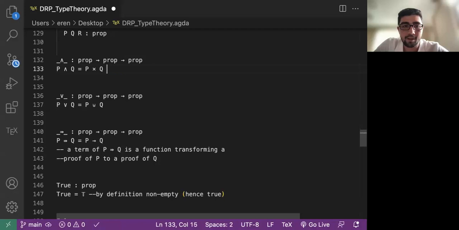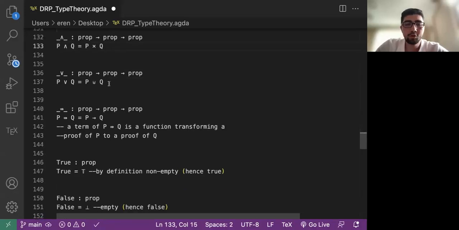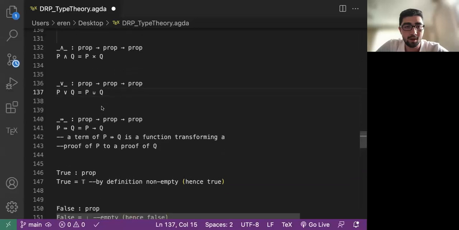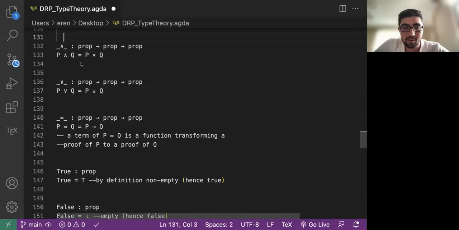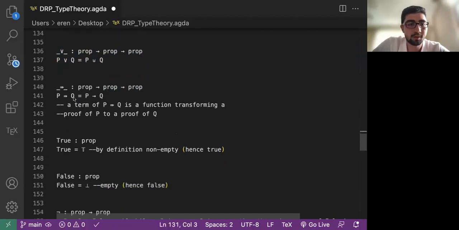We also define logical disjunction, or, as the disjoint sum of two sets, P disjoint sum Q. And if P or Q is true, then either P or Q is true. And from our Curry-Howard isomorphism point of view, it has either a term p or a term q, lowercase. Okay, these are well-behaved conjunctions. Curry and Howard showed that.